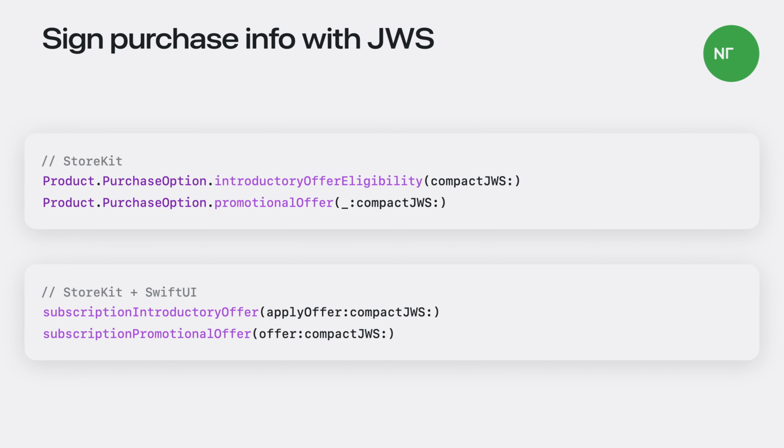We also introduced new SwiftUI view modifiers to go along with each of these purchase options. Using JWS helps the App Store verify that you authorize a purchase for specific use cases, like setting a customer's eligibility for a promotional offer or an intro offer. To make signing your requests as easy as possible, we have great open source tools, like the App Store server library, that simplify the signing process. To see just how fast it is to create signed requests for your app, let's see how we would sign a promotional offer in SKDemo.